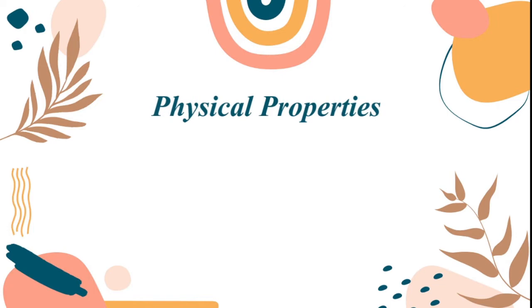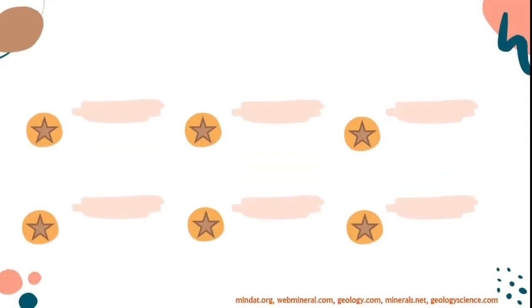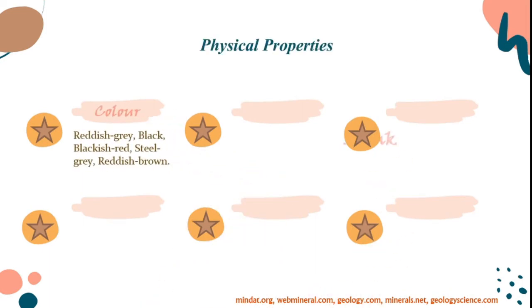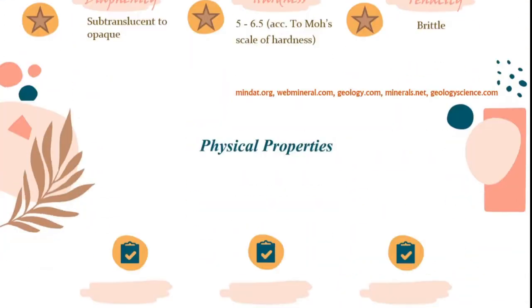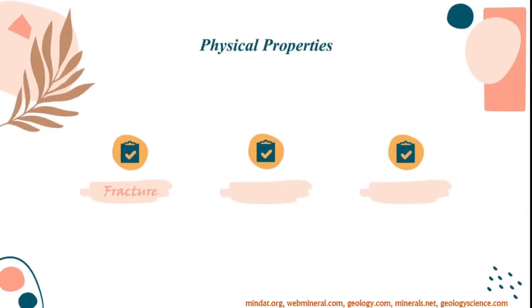Now that we have looked at streak, let's look at the other physical properties of hematite. Color, the second one being the streak, third one being the luster, fourth one being the diaphaneity, then we have the hardness, the tenacity, fracture, the cleavage, and the specific gravity.